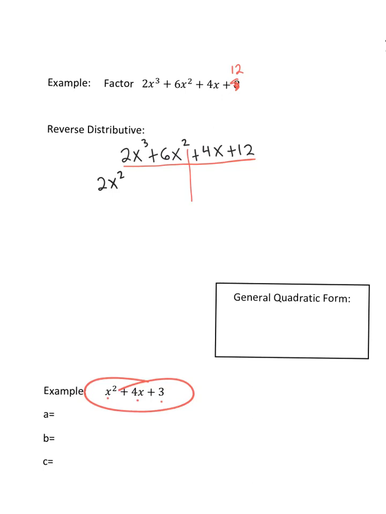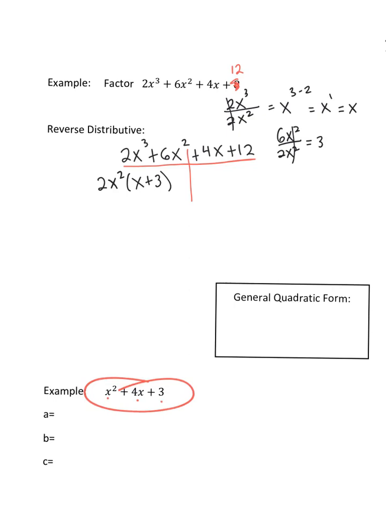So then you're going to divide each of your terms by the greatest common factor, 2x squared. So you're going to do 2x cubed divided by 2x squared. So the 2's cancel. And then you're going to subtract those exponents. So this is the same thing as x to the 3 minus 2, which is x to the first, which is just x. So here I'm going to put x. And then I'm going to do 6x squared divided by 2x squared. 6 divided by 2 is 3, and those x squareds are going to cancel. So you're going to get x plus 3.